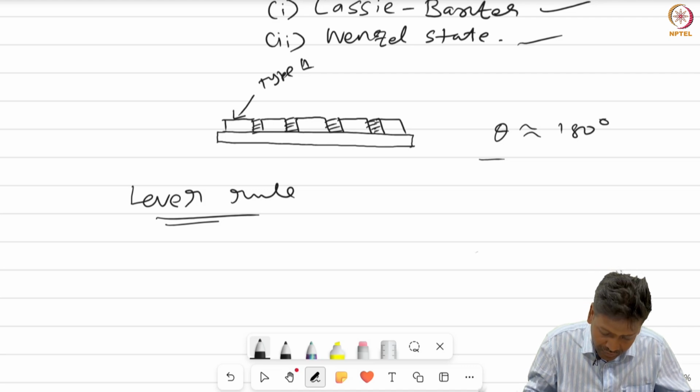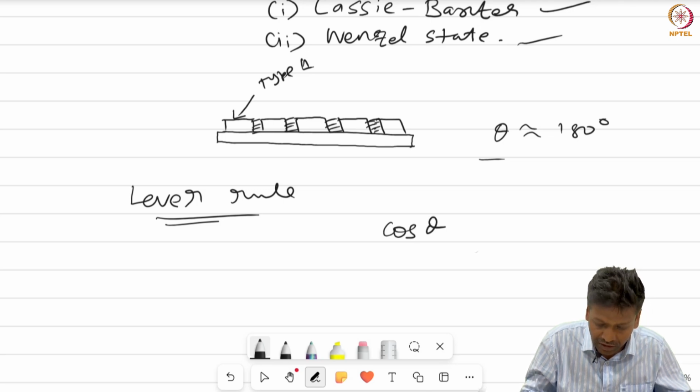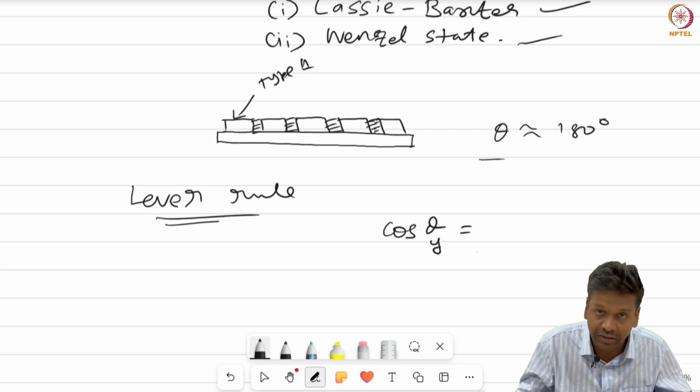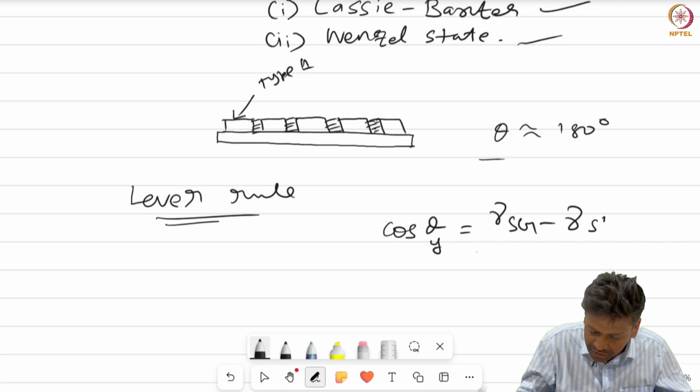So in this case, we know the Young-Dupré equation. I denote the Young-Dupré equation with theta with a subscript Y, so this is nothing but theta for the Young-Dupré case, which is nothing but gamma_Sg minus gamma_Sl divided by gamma_Lg.